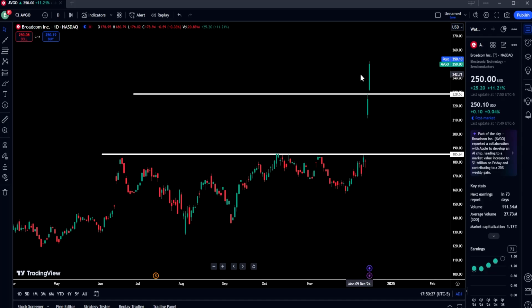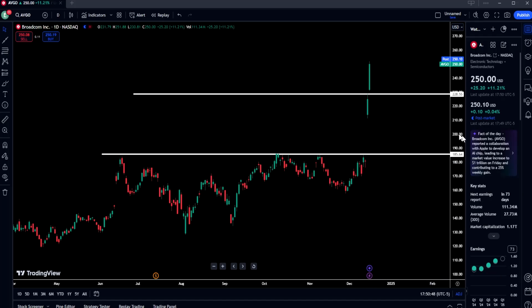I mean, yes, it can go higher, but after that big move, you're chasing at 250, and the stock was right here at 185 just a couple days ago. So do the math. If this thing breaks under this gap, then there might be an even bigger pullback, near 210 or even 200, and this is not something you want to chase.